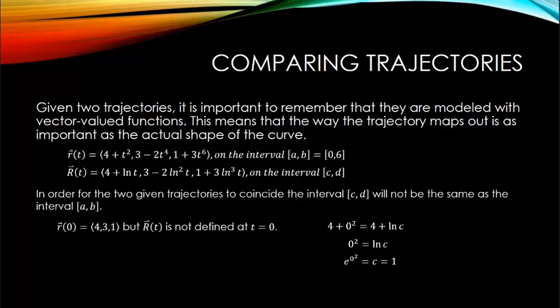I get e to the 0 squared is equal to c, which is equal to 1. So in order for the two components to be equal, in the second vector, my c has to be 1.